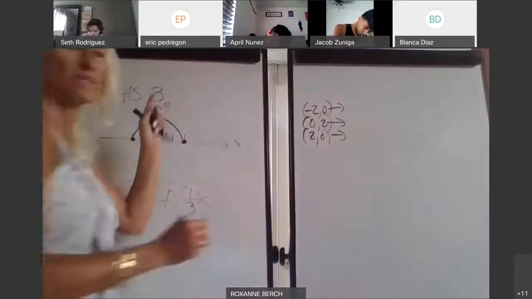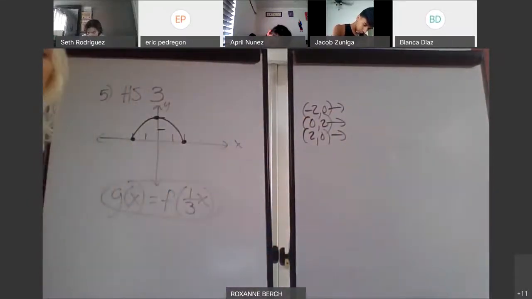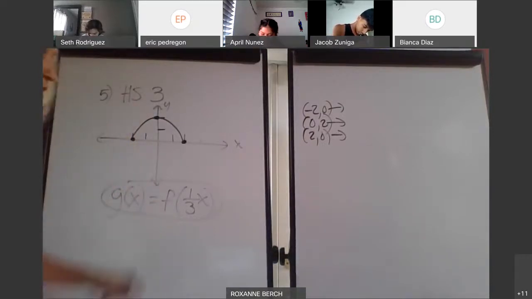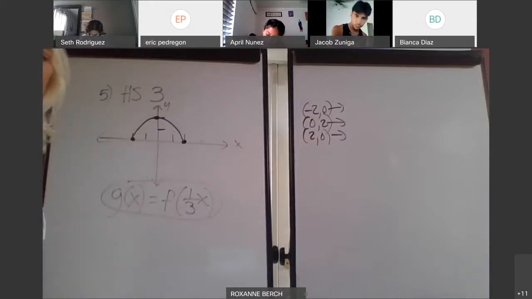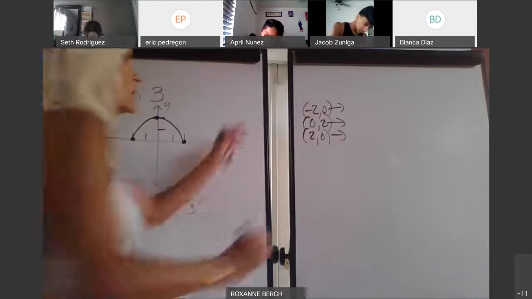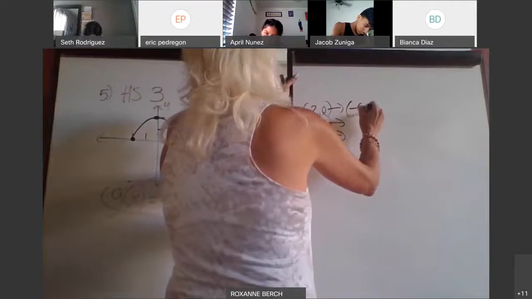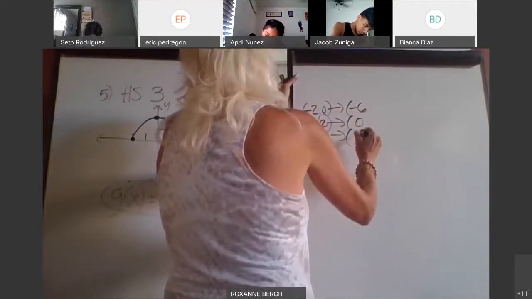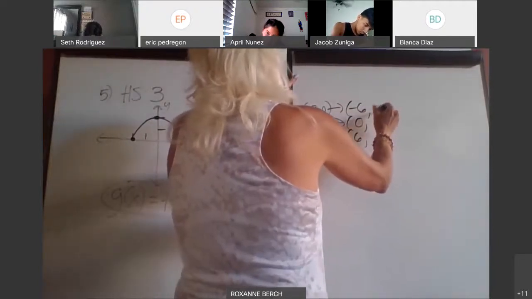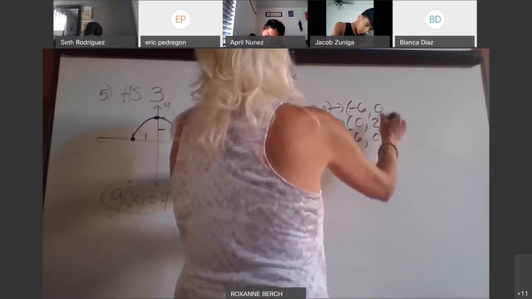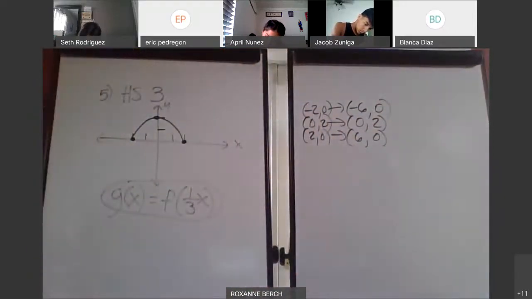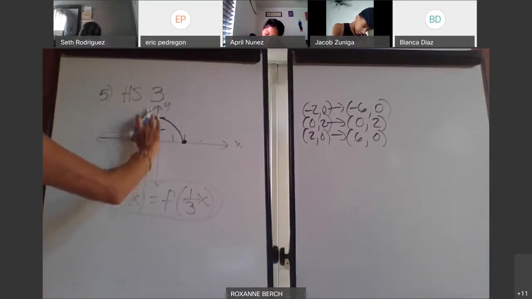And horizontal, doesn't that mean x? And I said to do everything with 3, right? Aren't you going to multiply the x's by 3? So multiply the x by 3, multiply the x by 3, multiply the x by 3, and the y stays the same. So this graph isn't really here. Erase it.